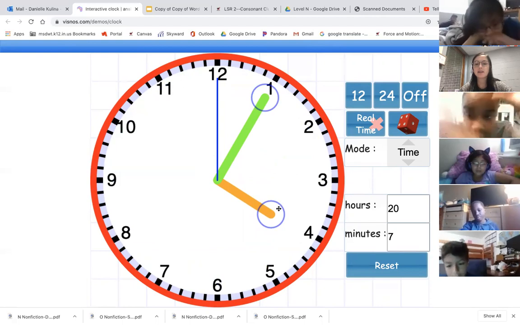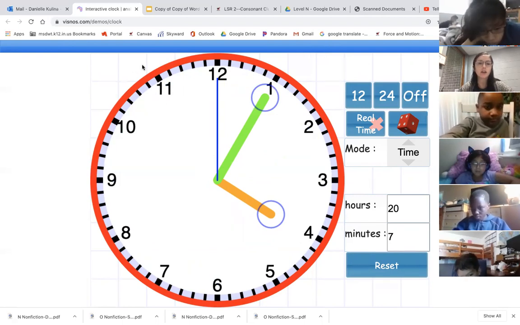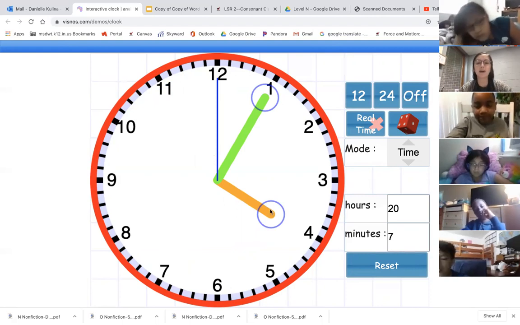What time is it? Remember, if we go by 5, 10, 15, 20, 25, 30, 35, 40, 45, 50, 55. What time is it? Go ahead and send me a chat with the answer. Remember, where is my hour hand pointing to? And then where is my minute hand pointing to?